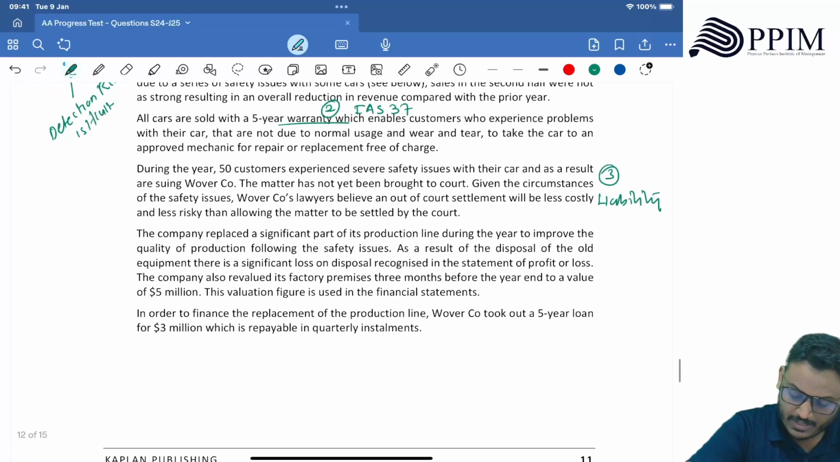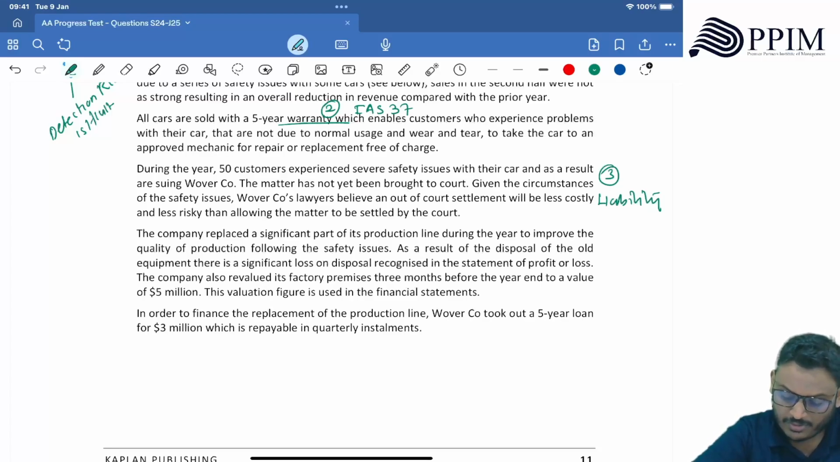The company replaced a significant part of its production line during the year to improve the quality of production following safety issues. As a result of the disposal of the old equipment, there is a significant loss on disposal recognized in the statement of P&L. See here, the production line is replaced. Expenses may have been capitalized in the asset. And also, the company replaced a significant part of its production line during the year to improve the quality. As a result of the disposal of the old equipment, a significant loss on disposal was recognized.